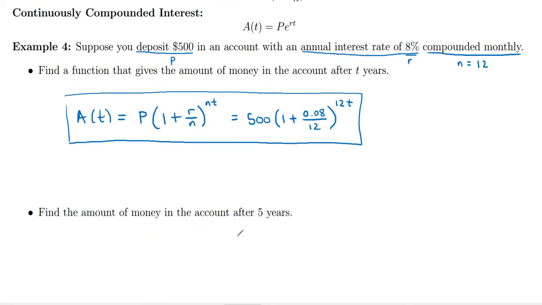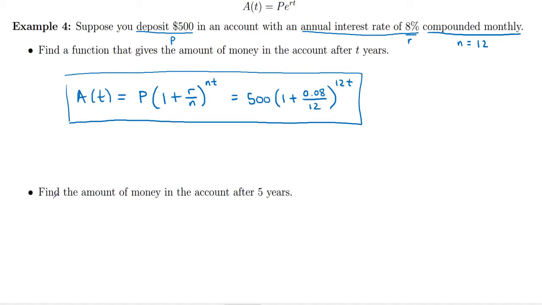Okay, so let's see what the next question is. The next question is: find the amount of money in the account after 5 years. Well, we have a formula for the amount, so all we have to do now is plug in 5, right? That's 5 years. So the answer is 500 times 1 plus 0.08 divided by 12, to the power of 12 times 5. I would encourage you to use a calculator to approximate this, but this is how you would write that in.